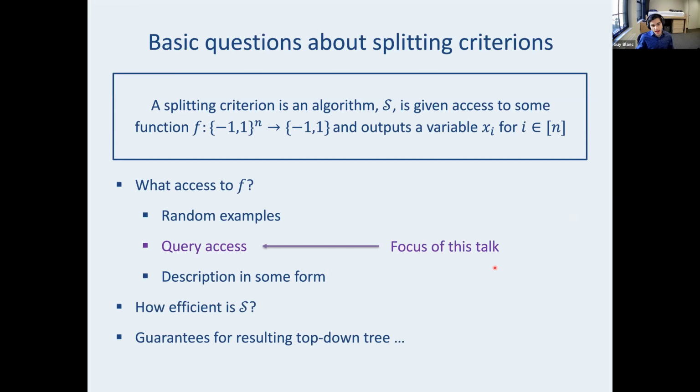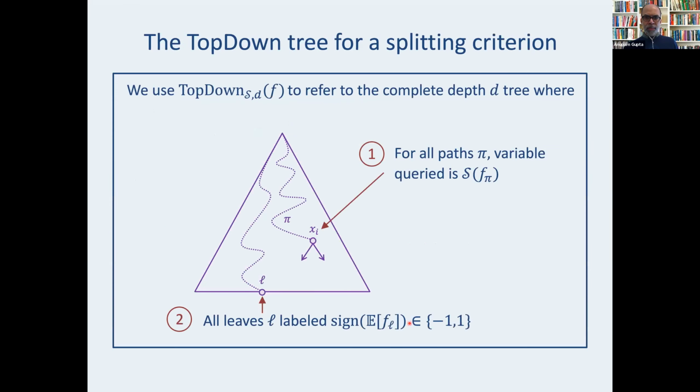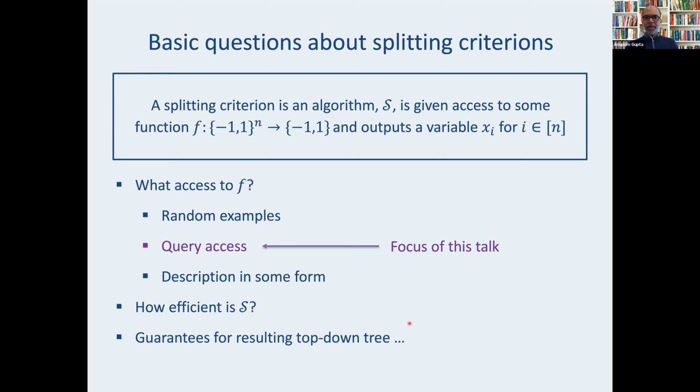Other things we want to keep in mind are what efficiency constraints we have on our splitting criterion, both in terms of, in our case, the number of queries it makes, and also in terms of time. And then what guarantees can we make of the top-down tree that results from using the splitting criterion repeatedly to build a decision tree? So, Guy, yeah. Query are value queries, just value queries. Yeah. So you pass in an input, and then you know the value of f on the input. Perfect. Got it.